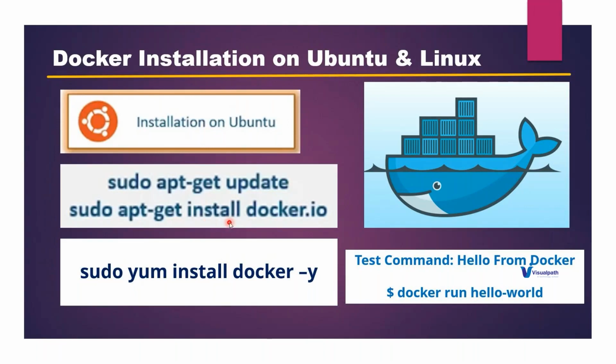Then I want to do the installation. Now the Docker installation package name is docker.io. This is the Ubuntu package, right? So I will mention the Docker installation package name. The package name for Docker on Ubuntu is docker.io. So install and then docker.io.